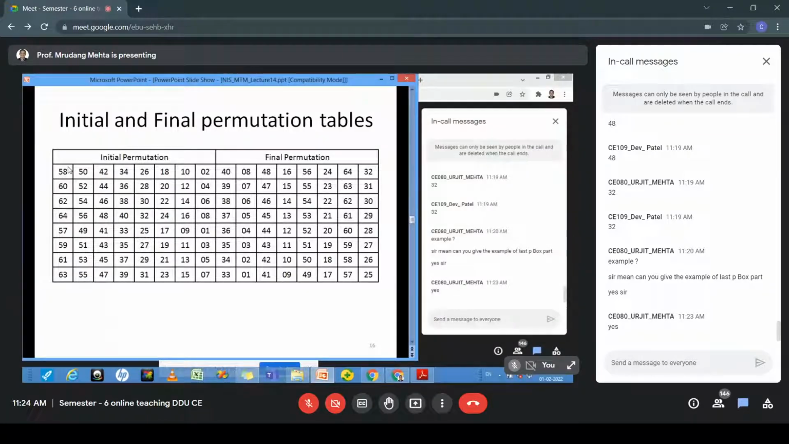So what is the initial permutation block? The first entry is 58. That means in the original plain text 64-bit block, what is stored at the 58th bit is going to become the first bit in the initial permutation. The 50th bit is going to be the second bit. The 42nd bit is going to be the third bit. Is that understood?